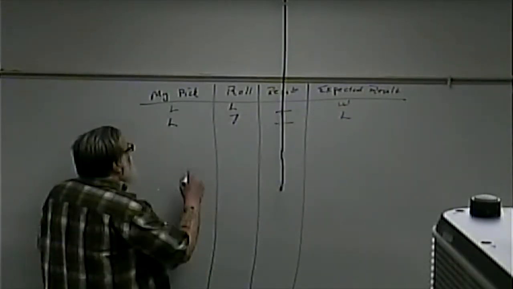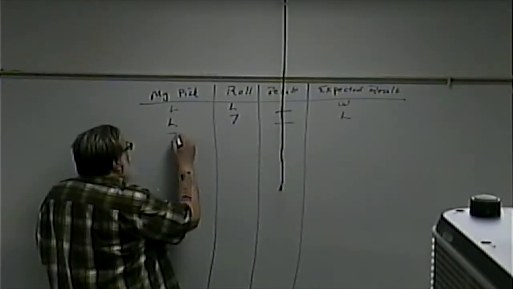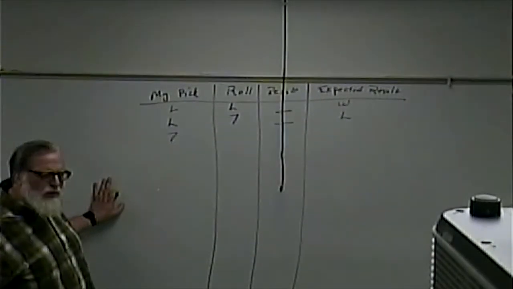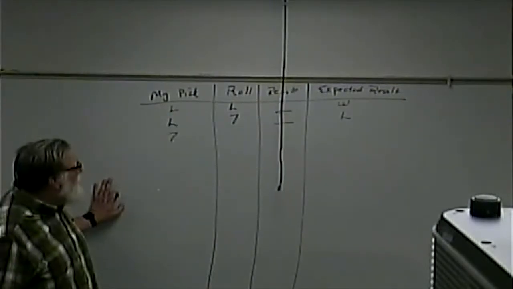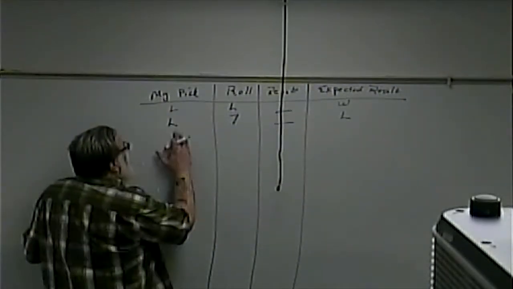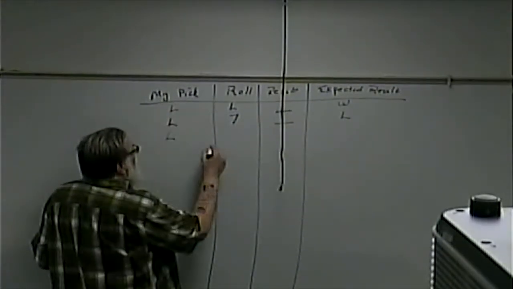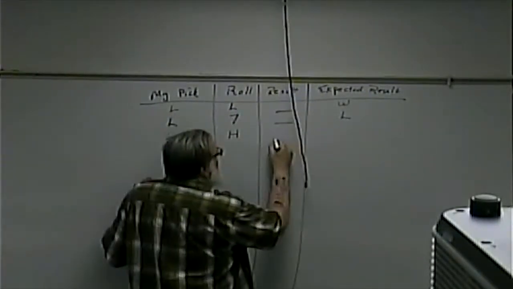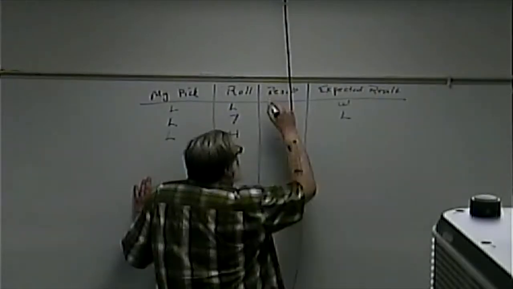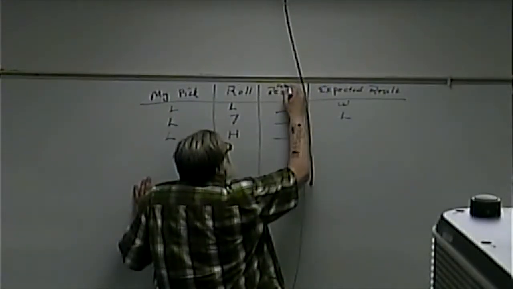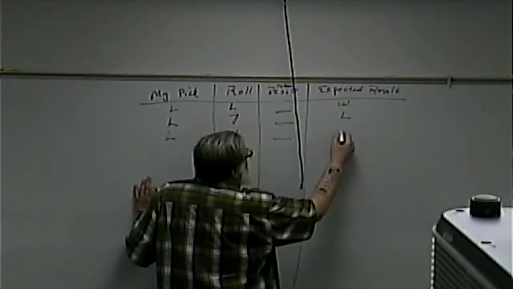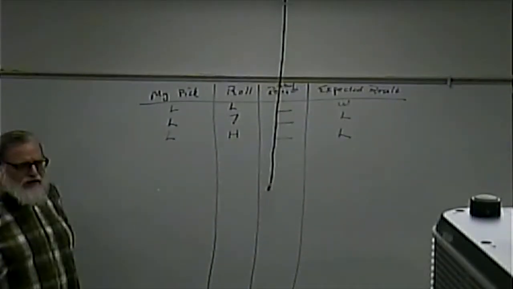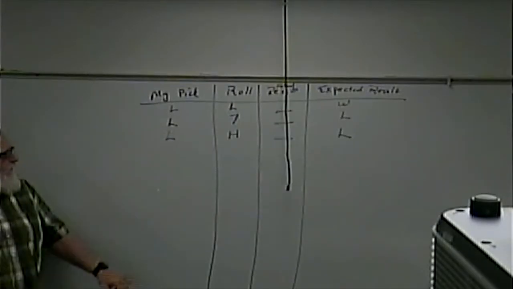I said 27. I think I meant 9. Well, wait a minute. Yeah, 3 times 3. I picked low, rolled high, what's the actual result? And what's the expected result? I would expect to lose. Does this chart make sense to everyone? All right?